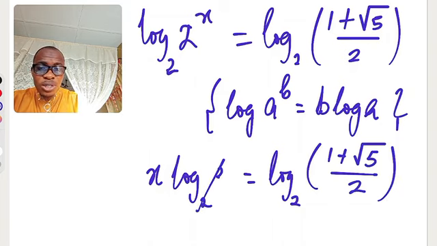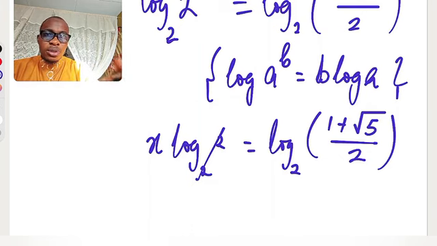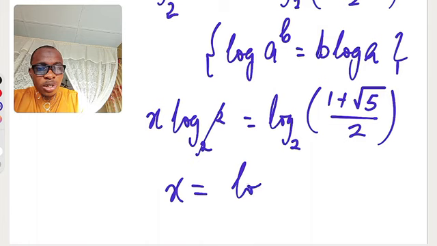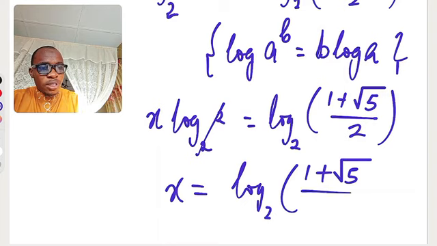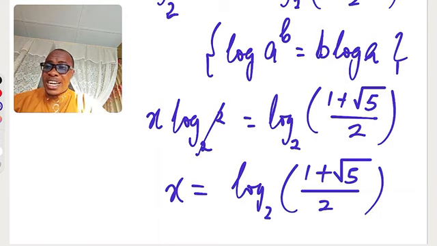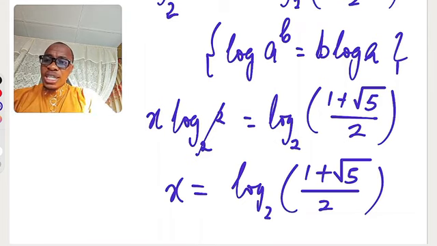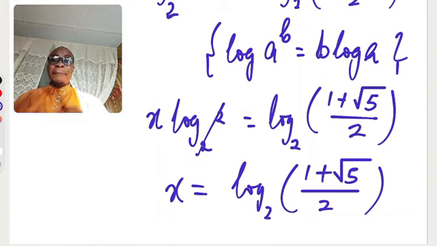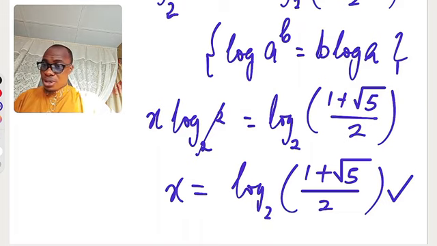Understood? So here, log base 2 of 2 will give us 1. So the value of x is going to be log base 2 of (1 plus root 5) divided by 2. And that's the actual solution. You can use your calculator to get the approximated value, but the actual value without any approximation is this. And that's where we are going to stop.